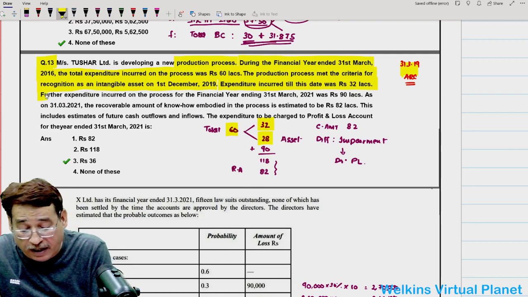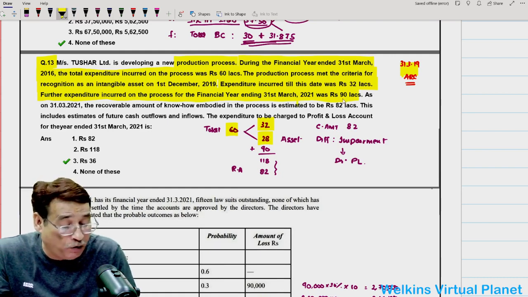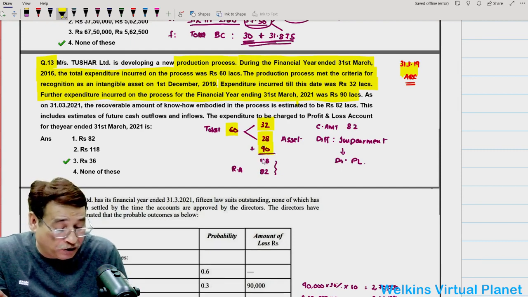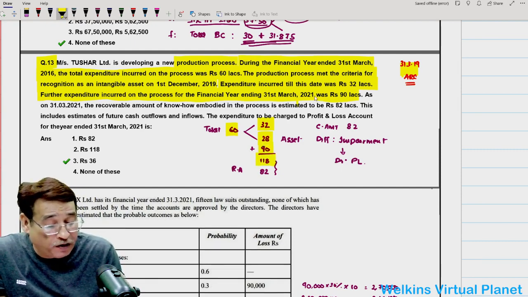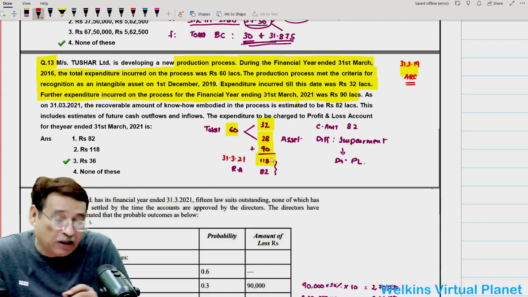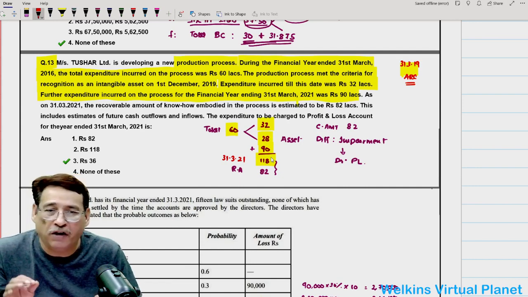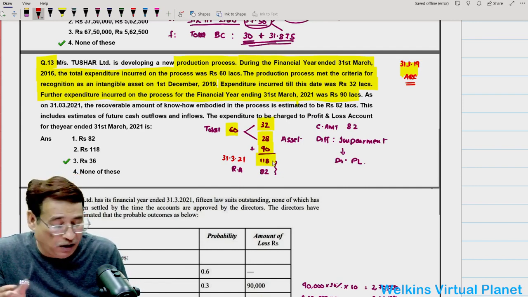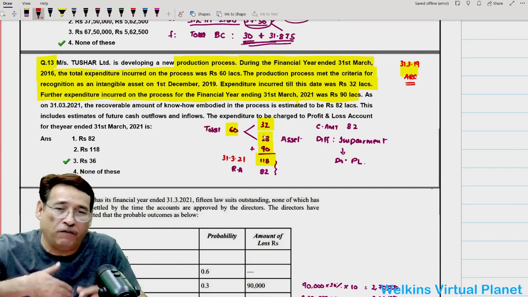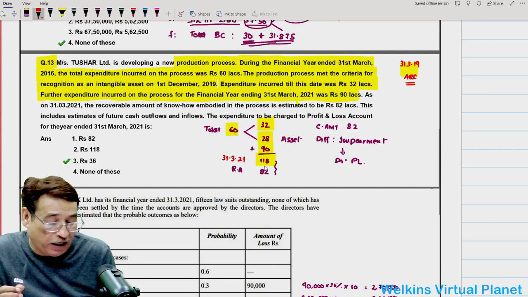Now the further question says that further expenditure incurred on the process till the end of 31st 3 2021 is 90 lakh. So now you will add to 28, 90 lakh further expenditure. So now on 31st of March 2021, technically the total cost of this particular intangible asset will be 118. When I prepare the balance sheet as on 31st of 3 2021, I should logically take the carrying amount as 118, because once the asset is capitalized, whatever expenditure we are going to incur on it, logically those expenditure will also be capitalized. So that is why the value will be 118.